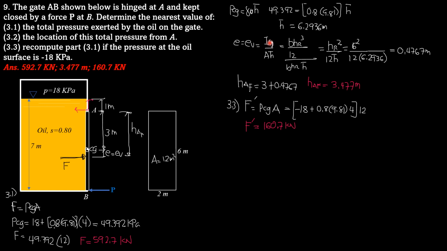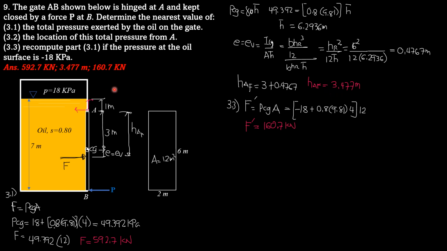E equals E sub V is I sub CG. Sine theta is 1 because theta is 90 degrees, so it's no longer appearing in the formula, over area times barred H. So it reduces to b h cubed over 12 barred H. So the area of the rectangle is base times height of rectangle, then times barred H. That's why it reduces to this. So barred H is 6.2936. So we get 0.4767 meters. HAF, therefore, by the way, this is HAF, is equal to 3 plus E, 0.4767, so 3.477 meters to 4 significant figures.